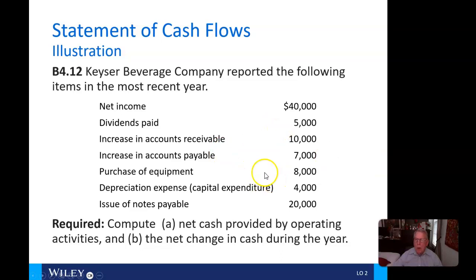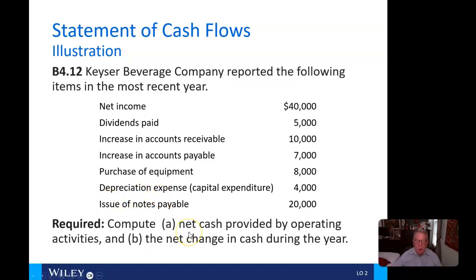Okay, so let's look at another one. Here, Kaiser Beverage reported the following items in the most recent year, and we get several items here: dividends, increase in receivables, increase in payables, purchase of equipment, depreciation expense, a non-cash expense. You'll remember when we do that depreciation expense, we've already purchased the capital expenditure. So that cash went out long ago. We're just allocating that expense to periods. So our normal entry is going to be a debit to depreciation expense, a credit to accumulated depreciation.